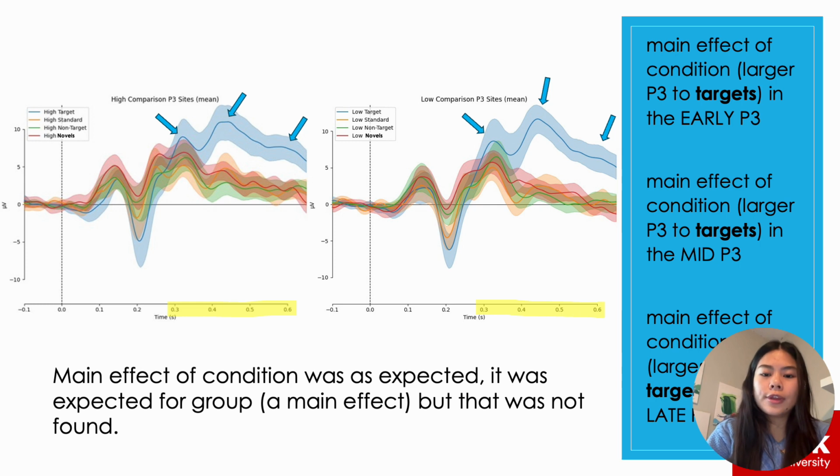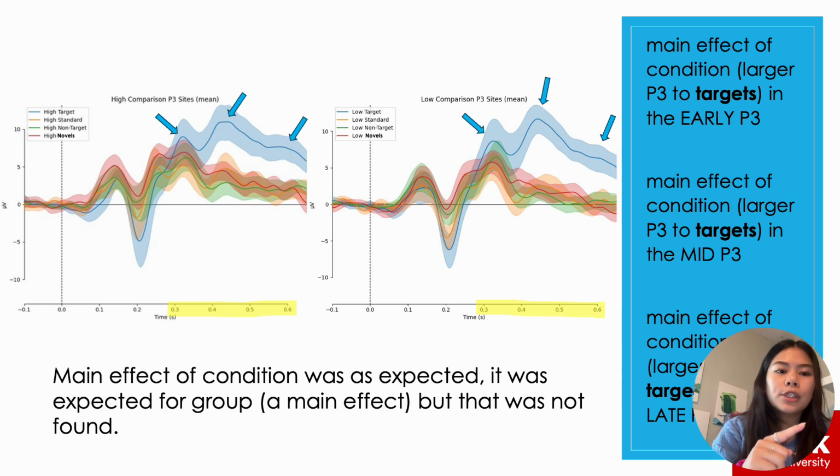Moving forward to the P3, there was a main effect of condition. This was apparent for all 3 time windows and for the 2 ADHD trait groups. So there was a larger P3 amplitude to target stimuli compared to the other stimuli, again for all 3 time windows. You can see here in my 2 graphs, I have the high and low ADHD trait groups, and you can see from 300 to 600 milliseconds that each peak was largest to targets, and that was apparent for both ADHD trait groups.